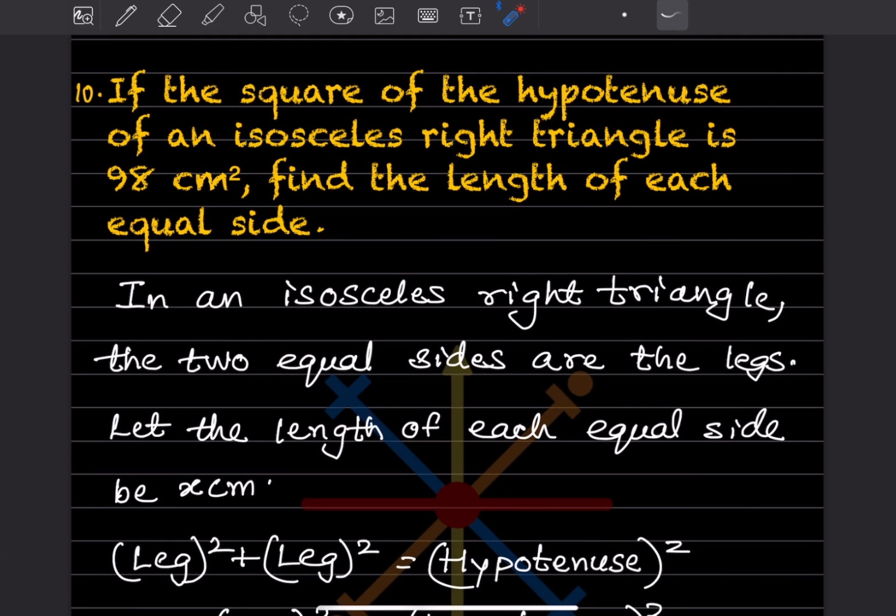If the square of the hypotenuse of an isosceles right triangle is 98 centimeters square, find the length of each equal side. So in an isosceles right angle triangle, the two equal sides, this is the isosceles triangle, but here it is given as a right angle triangle. So we can consider these two legs as the equal sides. So the length of each equal side, we can consider that as x centimeter.